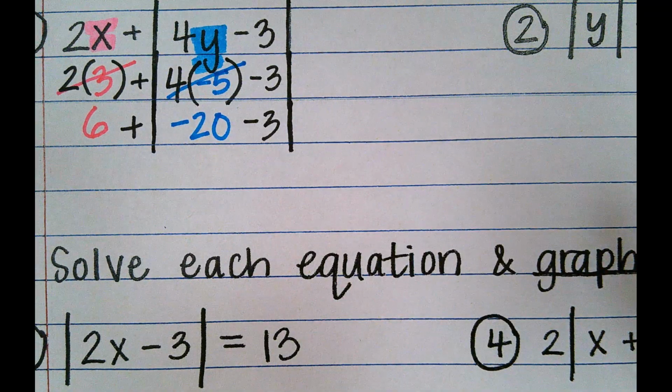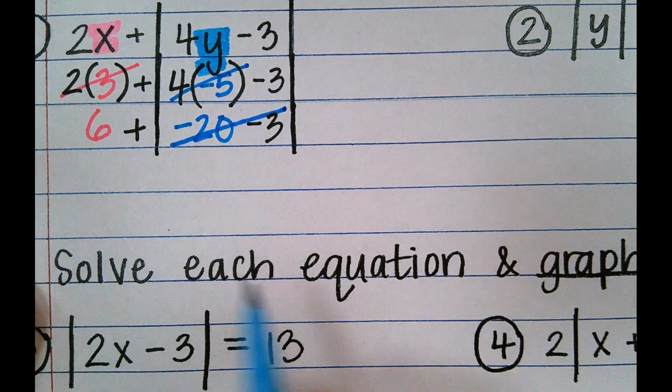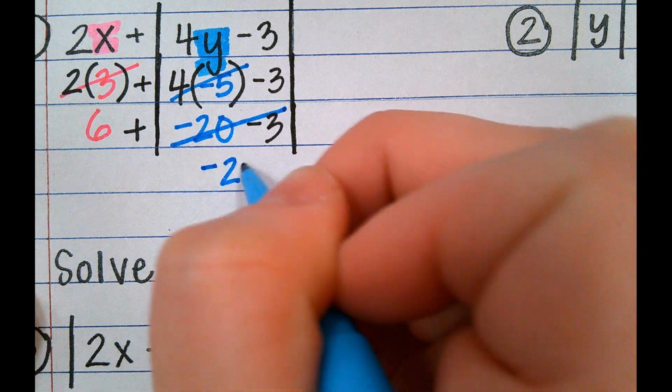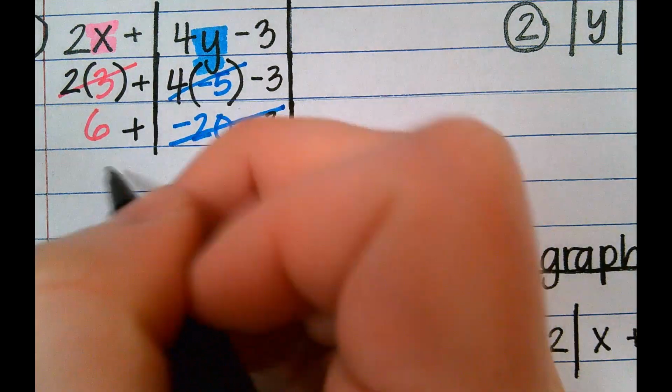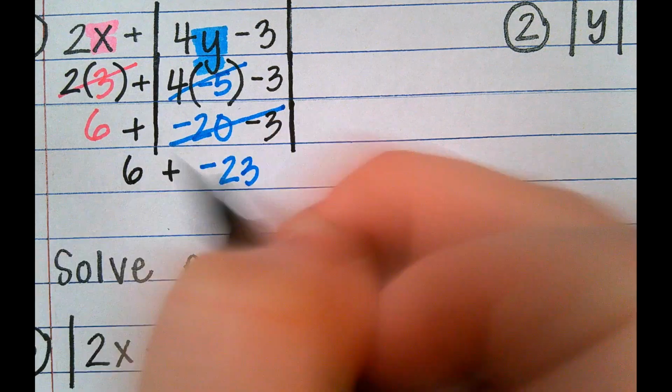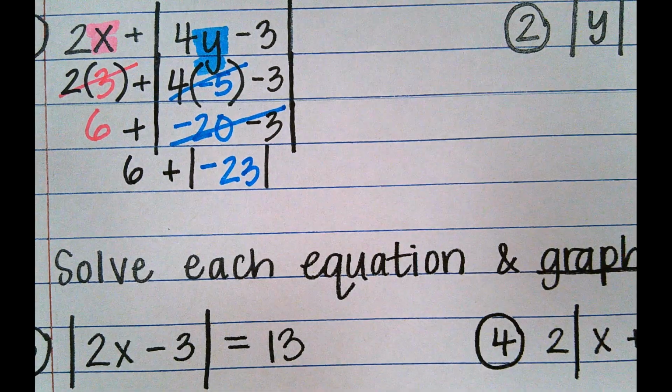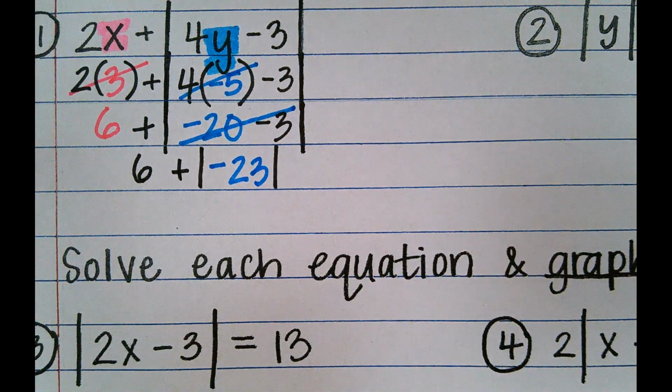The negative 20 minus 3. Negative 20 minus 3? Okay, so what is negative 20 minus 3? Negative 23. Good. So I'm going to bring down negative 23. What else comes down? 6 plus. What else? The absolute value bars. Good. So now I have 6 plus the absolute value of negative 23.